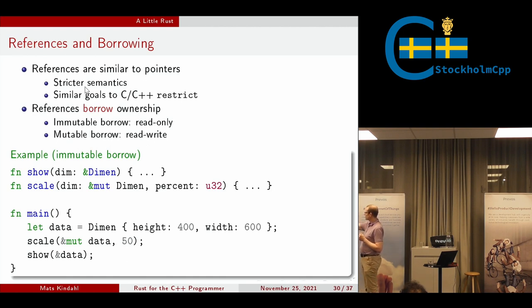And you use it like this. You create your data, you scale it. In this case, you take a mutable reference, and then you can show it as well. And you can call this any number of times, and it keeps track of that. Anything unclear? Any questions?